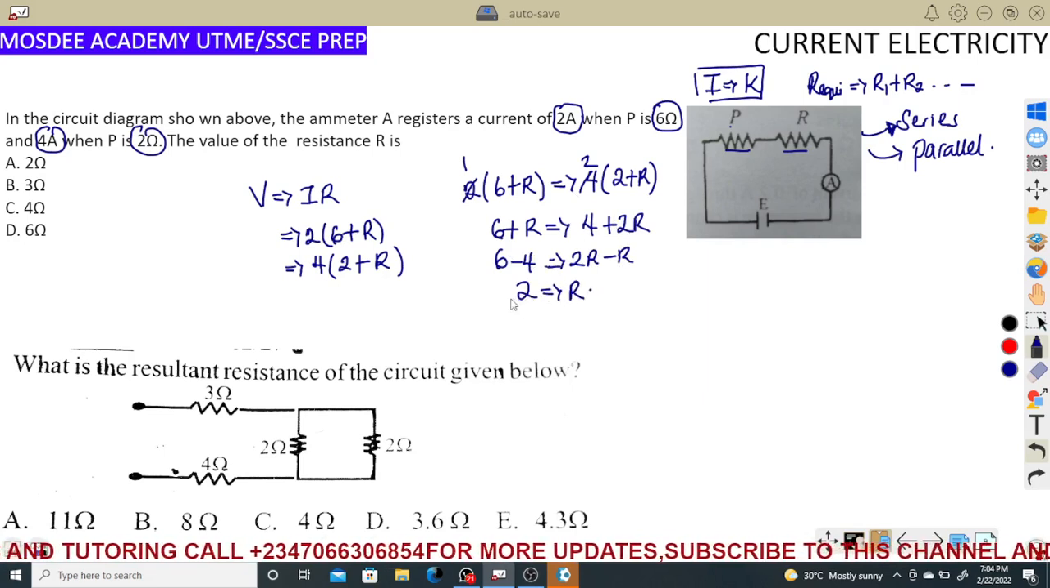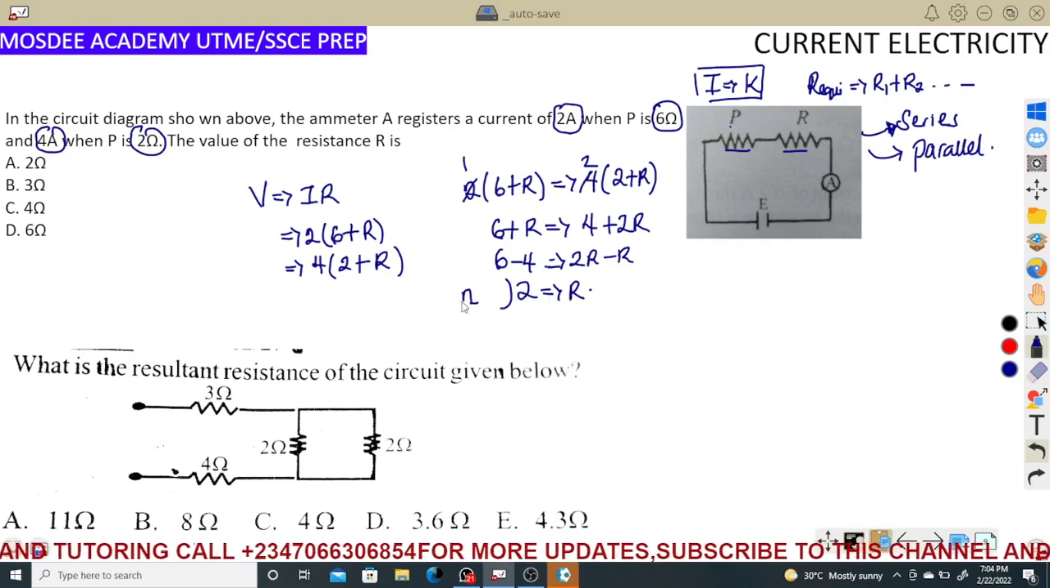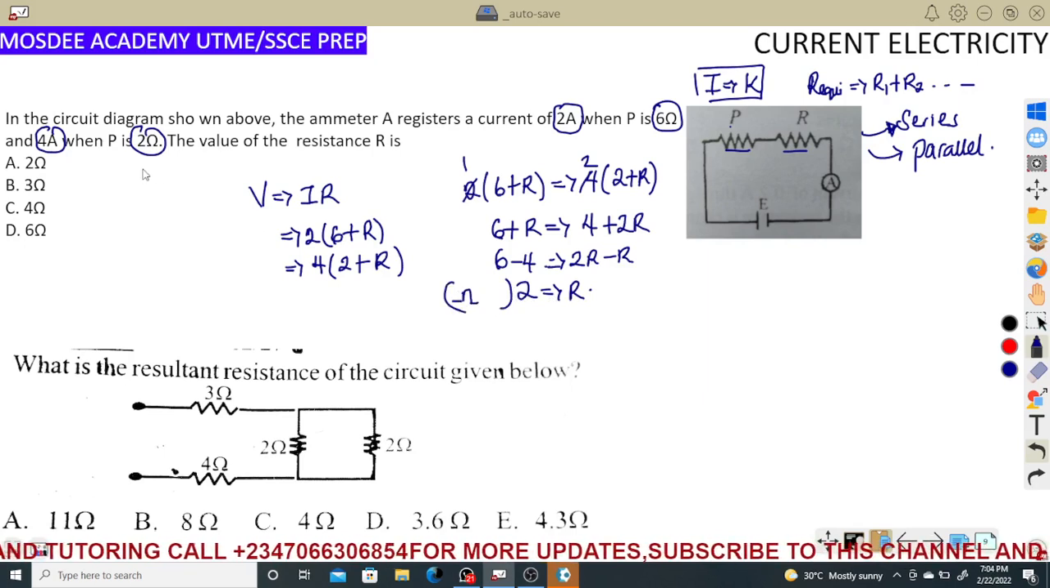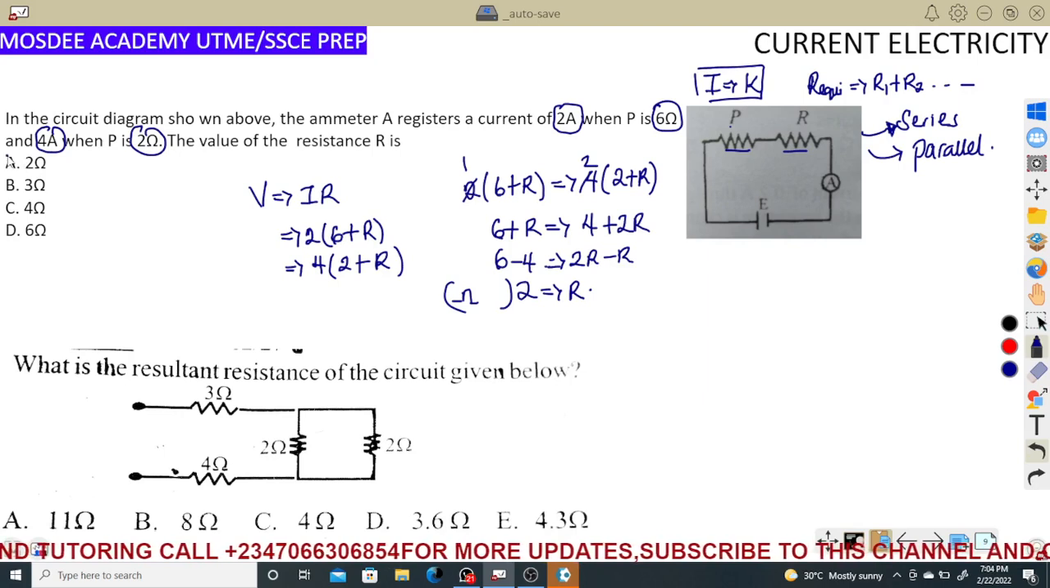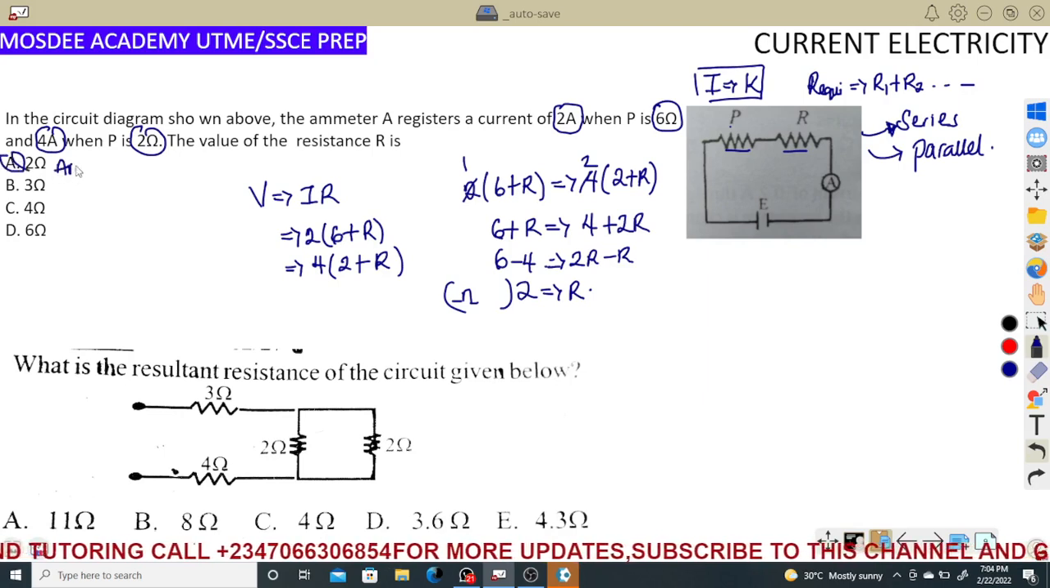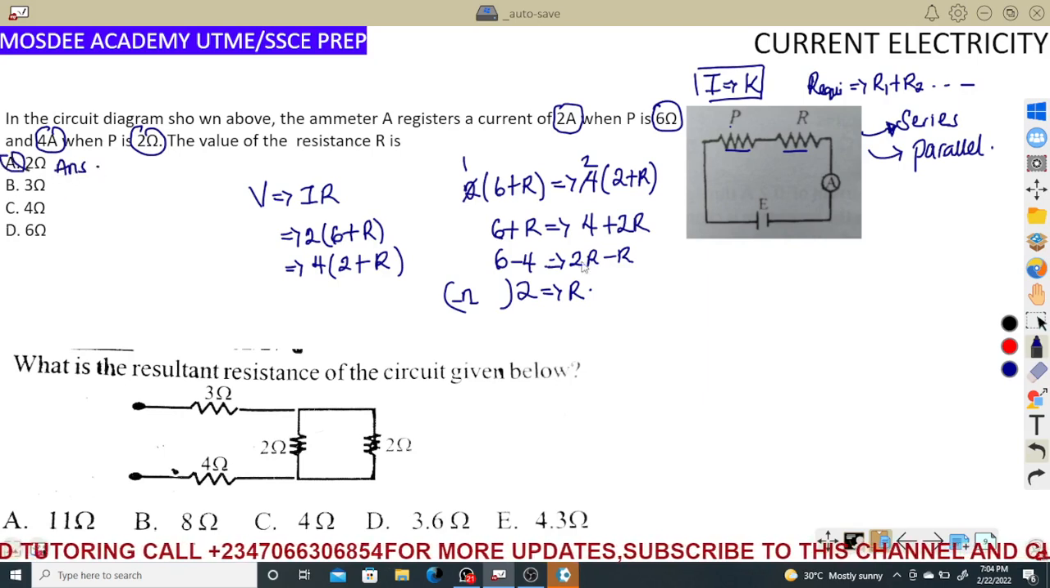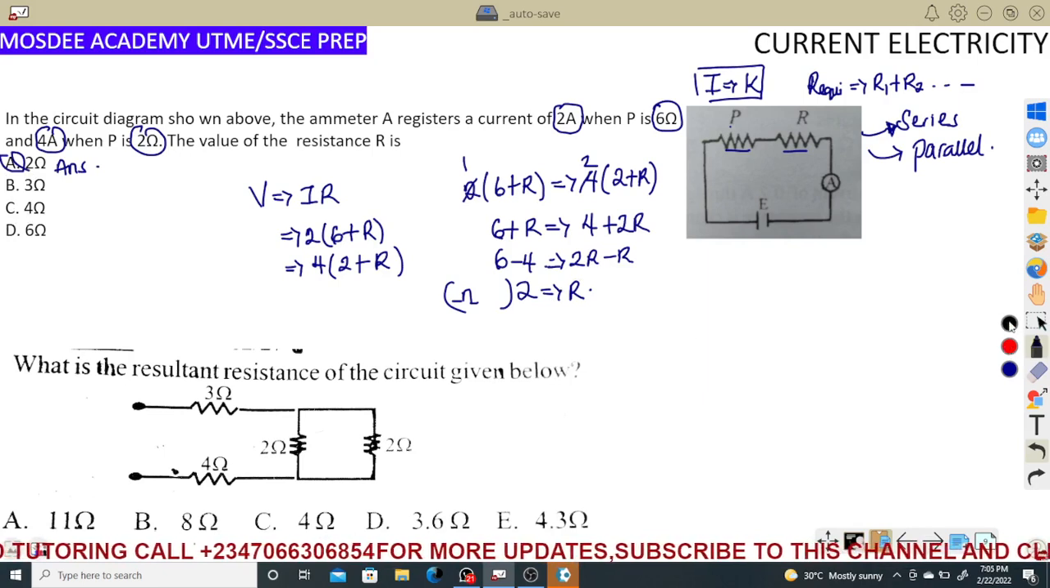You can put SI units, which is measured in ohms. So please always keep that at the back of your mind. The answer to this question is option A, and that is the answer. I hope you understand that. We can move to the next question.